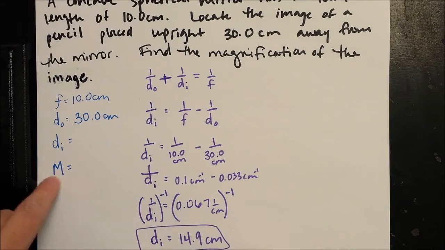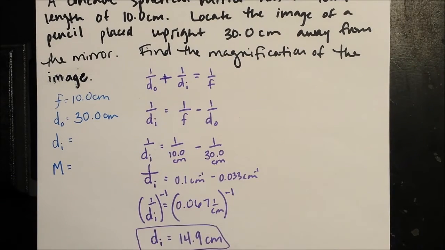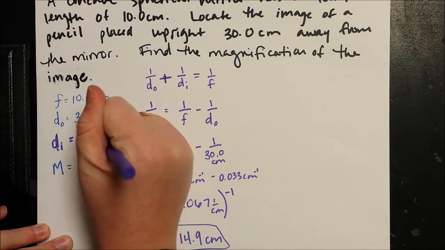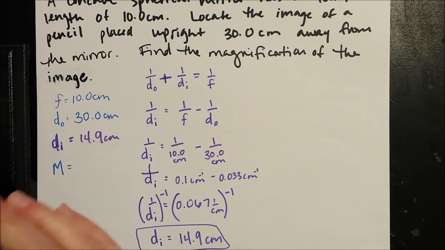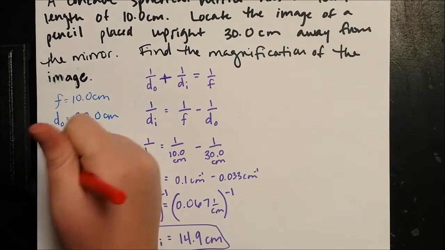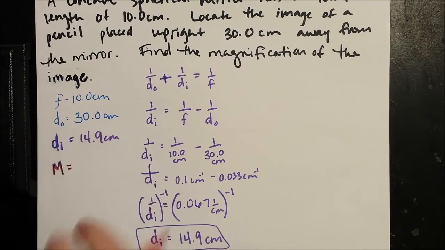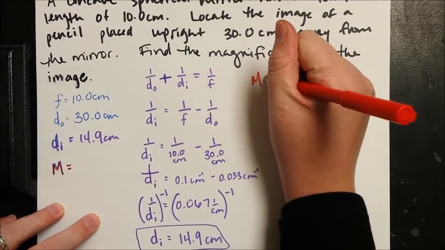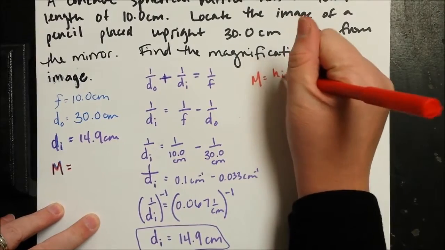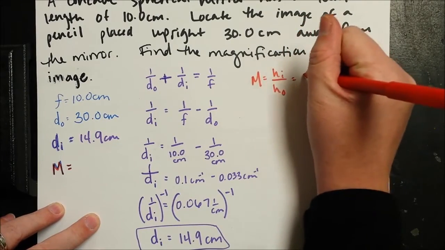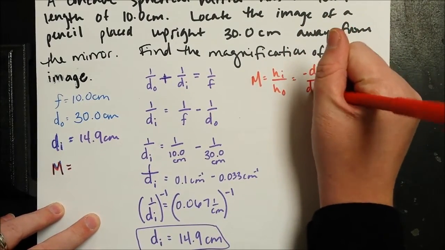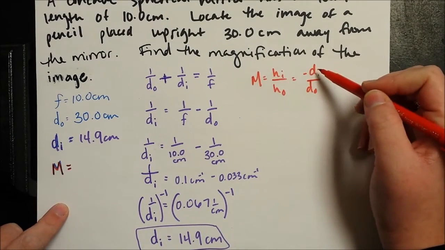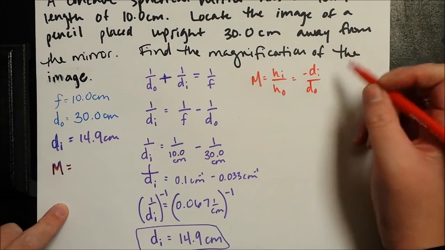Alright, let's check the magnification. I'm going to use a different color for magnification. So I know DI now is equal to 14.9 centimeters. Okay, the magnification now, let's do in red. For the magnification, I'm going to use the magnification equation. So I know HI over HO equals negative DI over DO. Now if I'm just looking for the magnification of the mirror, all I have to do is take the negative image distance divided by the object distance.